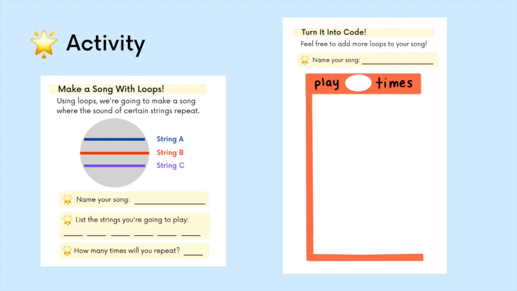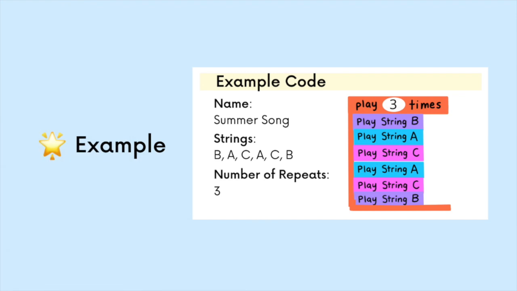In the kit, you should also be able to find code block stickers. Using these stickers, you're going to write your loop. Following the order of the strings that you're going to play that you wrote in your guide, stick the blocks onto the code. Then, in the blank circle, write the number of times you're going to repeat this. If you're ever confused, feel free to look at the example in your guide.